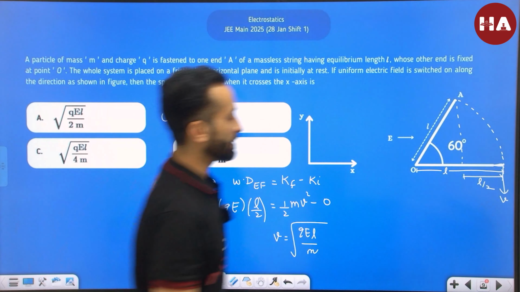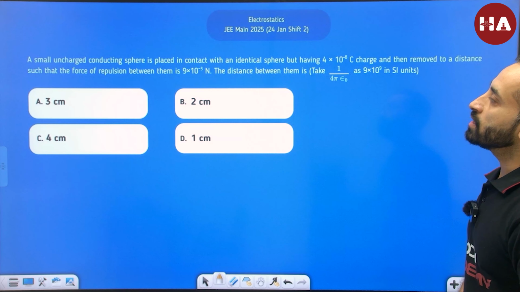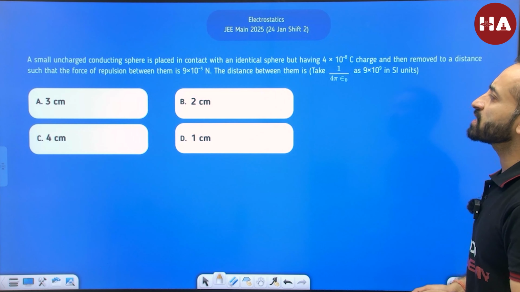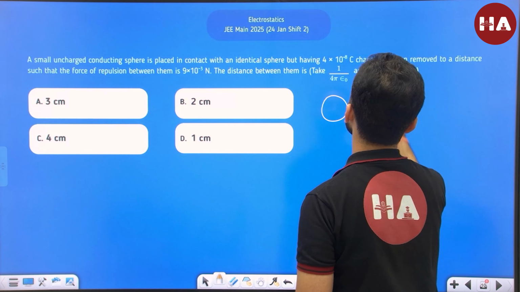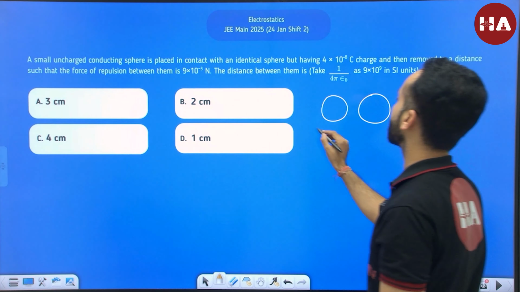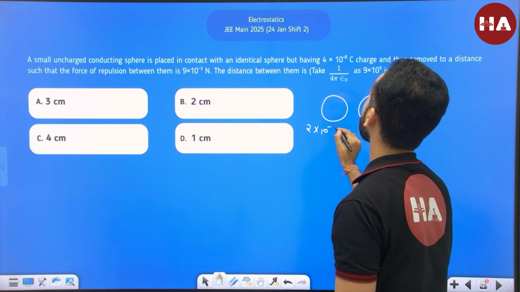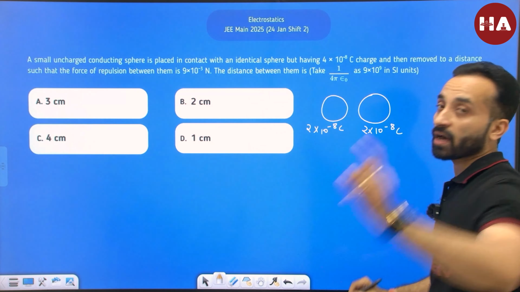All right, students. So the next question is from 24 January shift 2. A small charged conducting sphere is placed in contact with an identical sphere. Okay, so these are two identical spheres. They had a combined charge of this, and since they are removed and they are identical, they will equally divide the charge. So it's going to be 2 into 10 raised to the power minus 8 and 2 into 10 raised to the power minus 8.